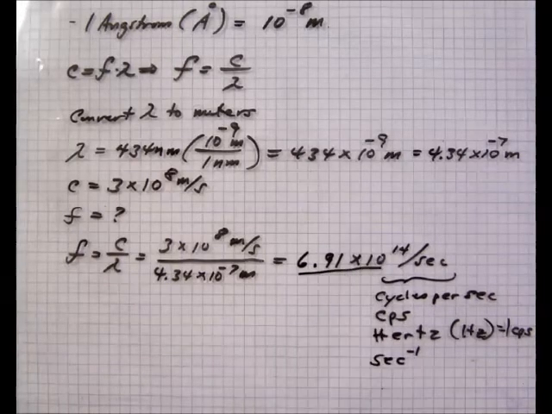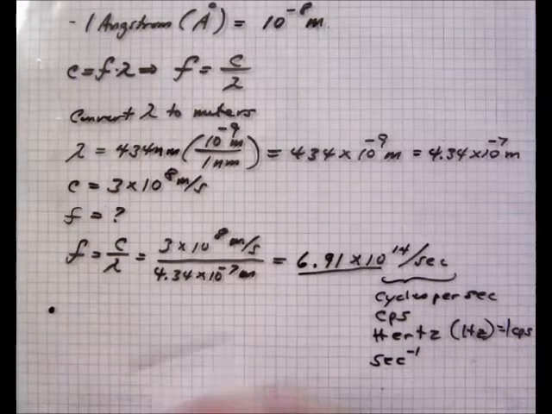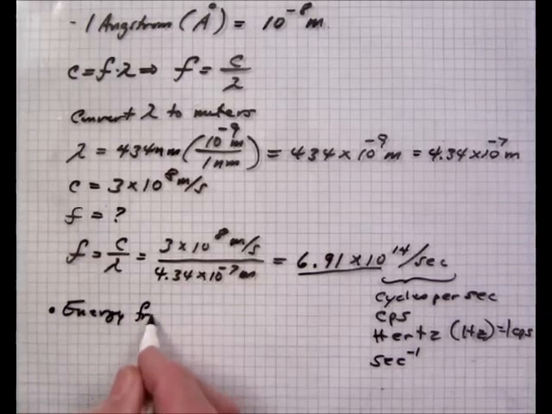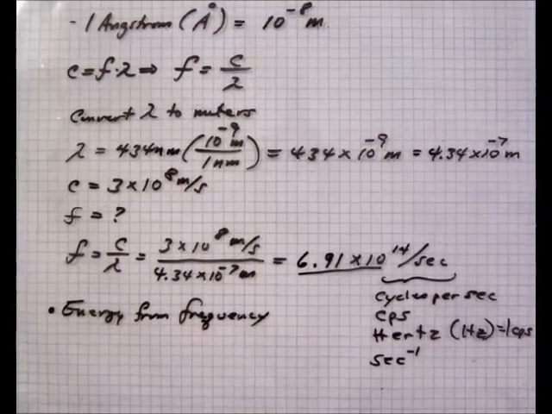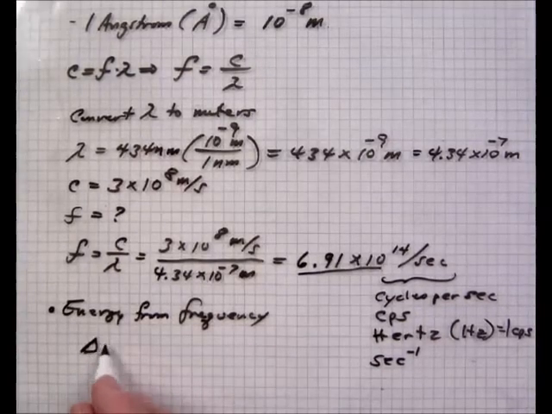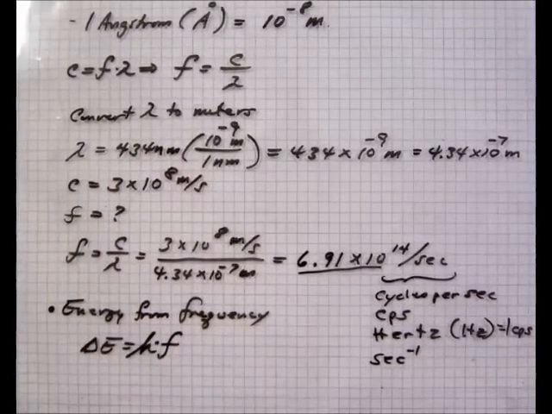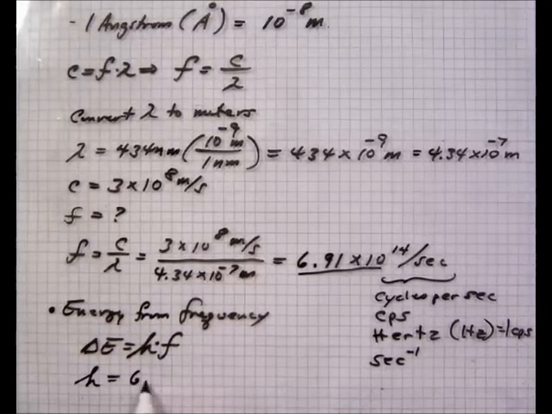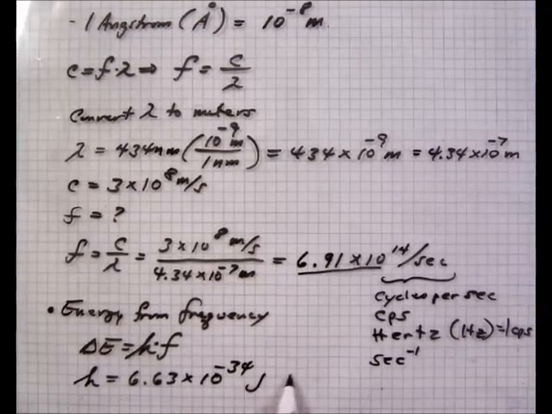Okay, so now we've got the frequency of our wavelength. Now we want to calculate energy from the frequency. The second equation I showed you earlier was delta E equals Planck's constant times frequency. Planck's constant, H, is 6.63 times 10 to the minus 34 joule seconds.